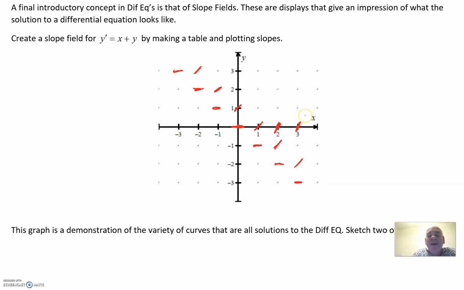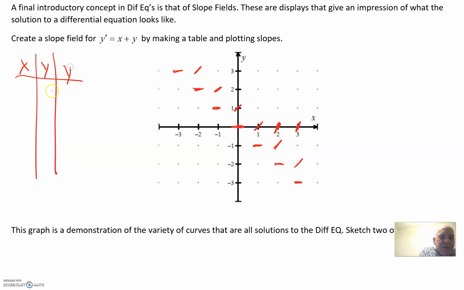And there's usually a moment when you're doing a slope field where you're plugging in numbers and you're getting values and you're getting the slopes. You could even make a table of values if you wanted to, with x, y, and y prime. So when x is 0 and y is 0, y prime is 0. When x is 2 and y is -1, then it's 1. And you can make a table of values and just plug in numbers.